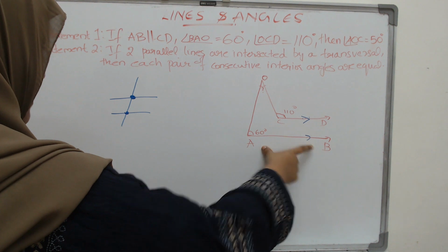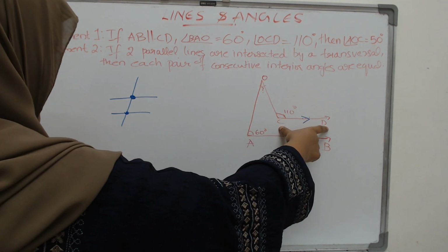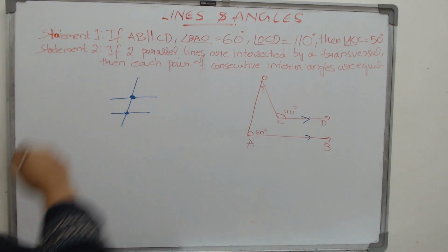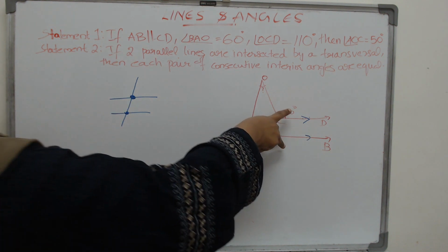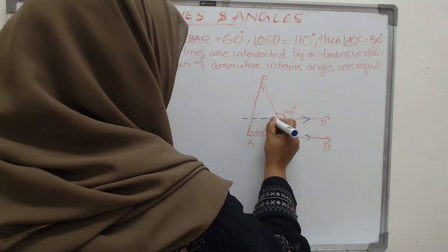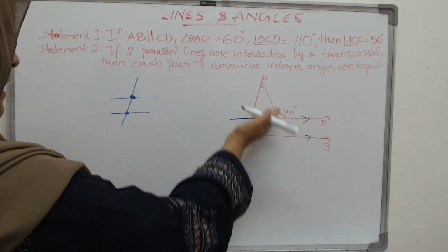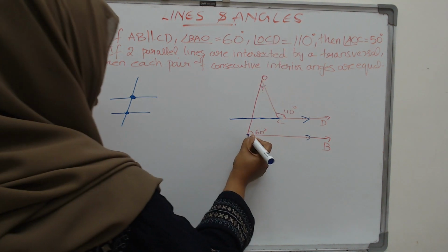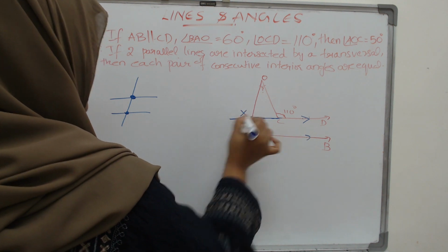There is AB. This line cuts only AB. There is CD, but CD stops here. This line cuts only CD. So there is no common line which cuts these two lines. Then what do we do? Just extend it. See? Now you have two parallel lines and you have the third line cutting them in two places. Now let me name this point X.